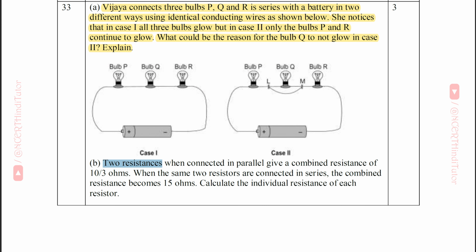B. Two resistances when connected in parallel give a combined resistance of 10 by 3 ohms. When the same two resistors are connected in series, the combined resistance becomes 15 ohm. Calculate the individual resistance of each resistor. Answer.